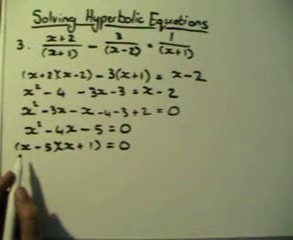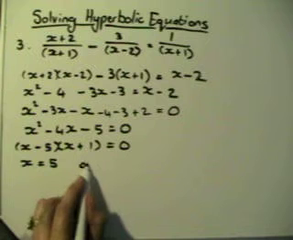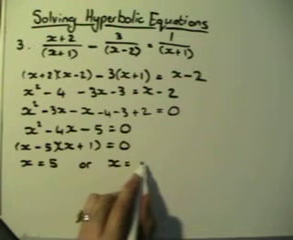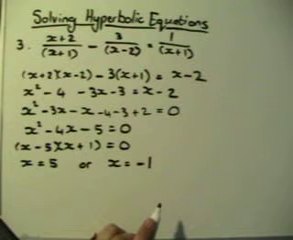And then after I factorized this, I can now see that x is equal to 5 or x is equal to minus 1. So there I have two values of x, which solve this equation.